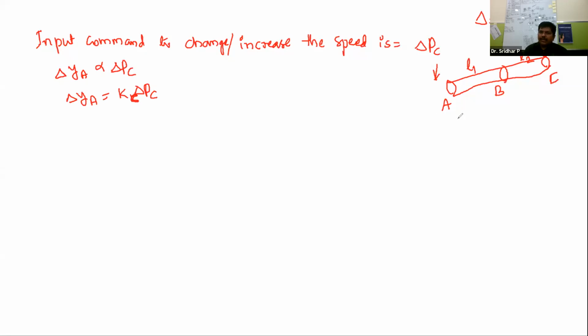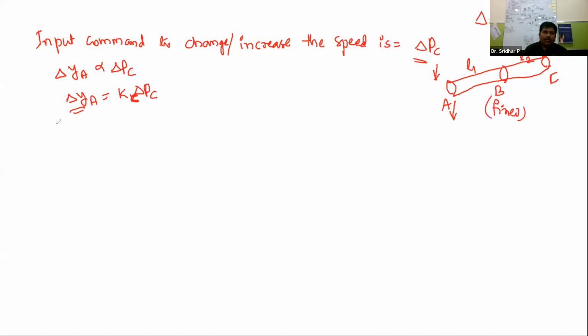So initially, if we apply delta PC on the system, we can find delta YA, the displacement. So this point A will move in the downward direction. If it moves downward, then what about C? C will move in the upward direction. So I am going to establish a relation between A and C. Temporarily I am assuming point B is fixed.